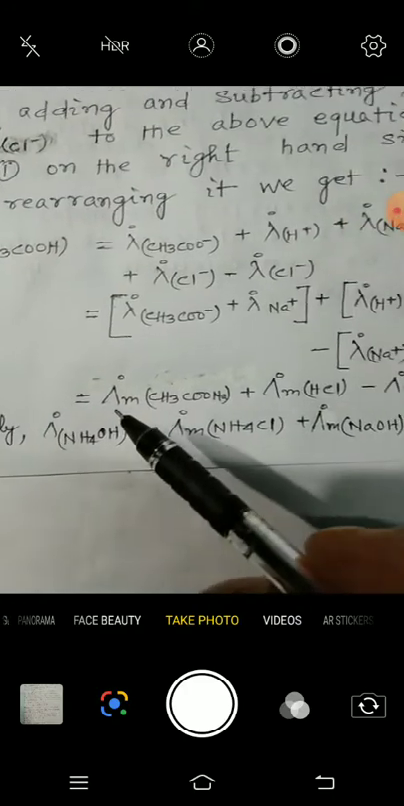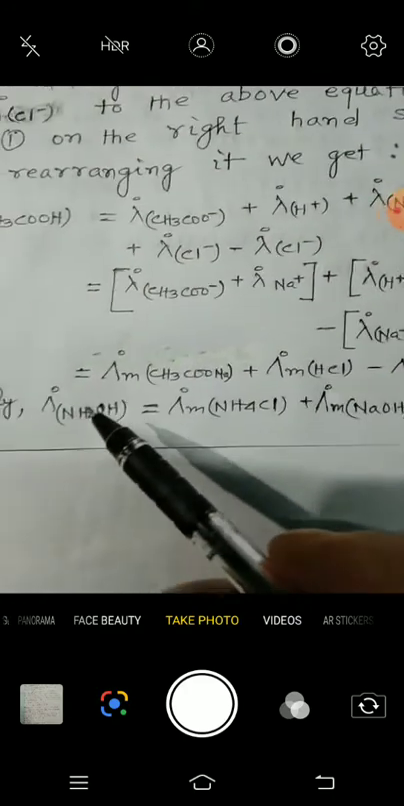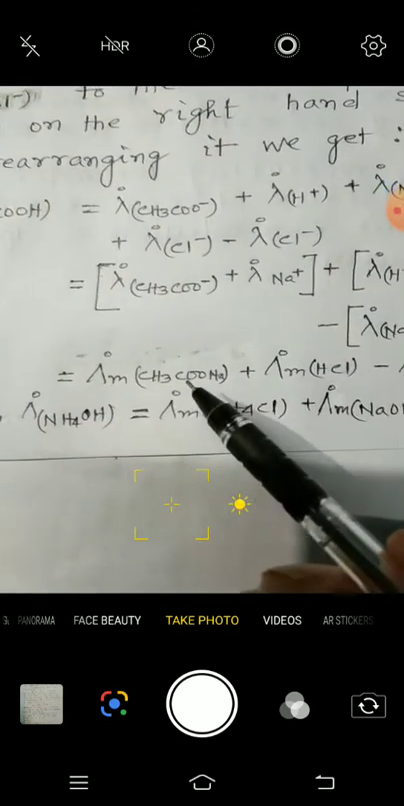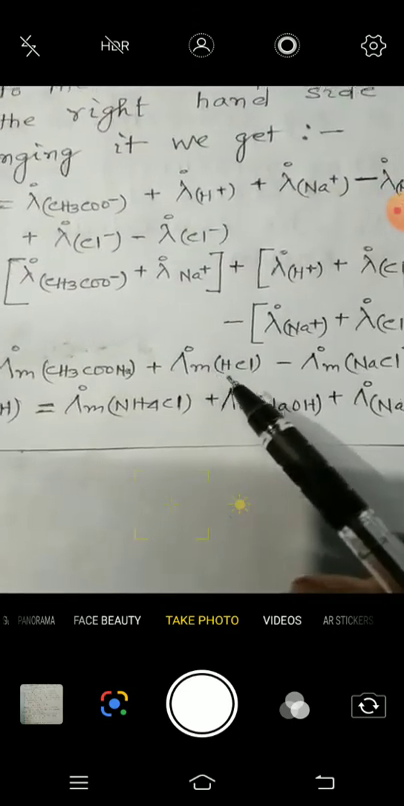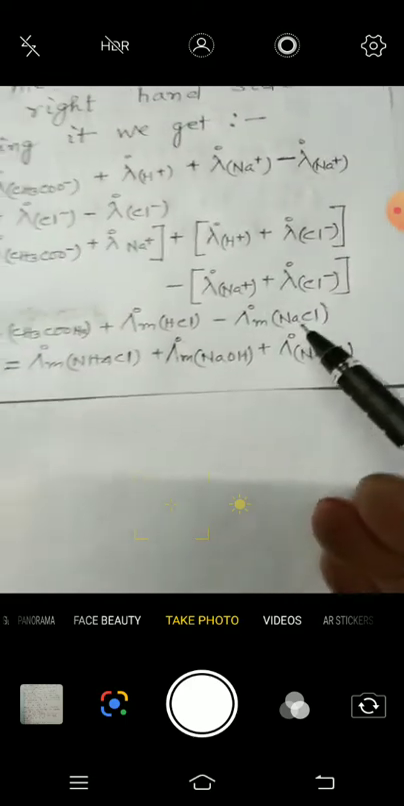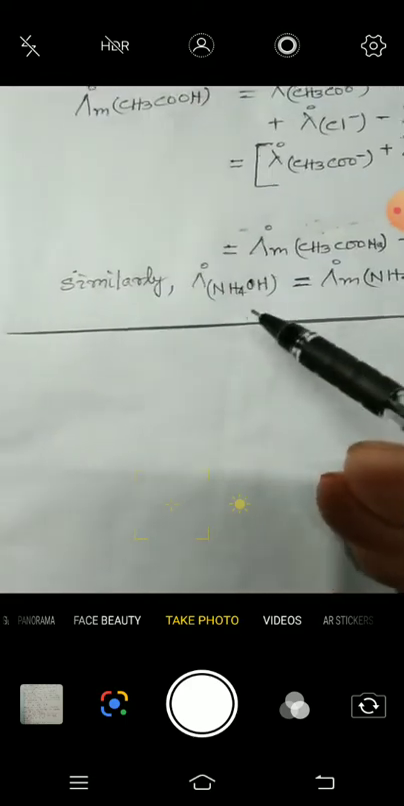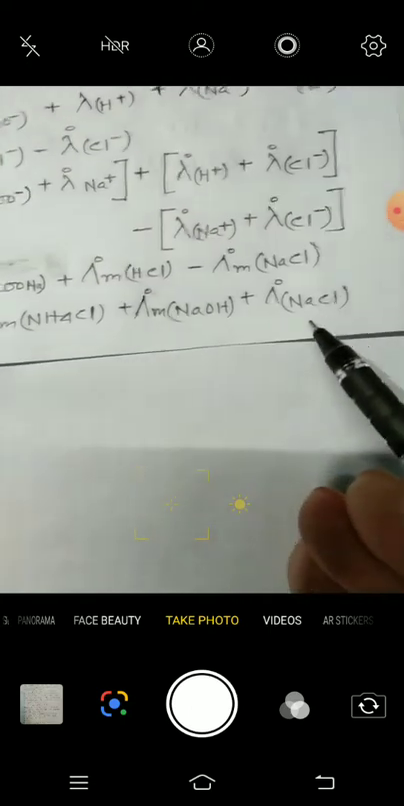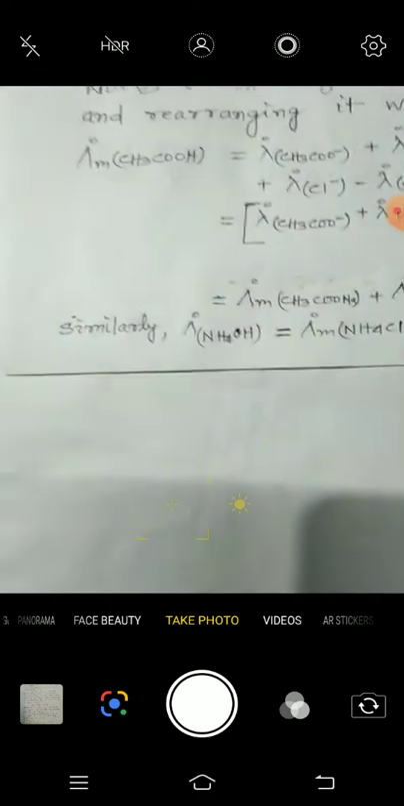Yes, so this is the molar conductivity you can get. It has become the limiting molar conductivity of sodium acetate, the limiting molar conductivity of HCl, and the limiting molar conductivity of NaCl. Similarly, we can get the limiting molar conductivity of ammonium hydroxide in this way. So this is for ammonium hydroxide.